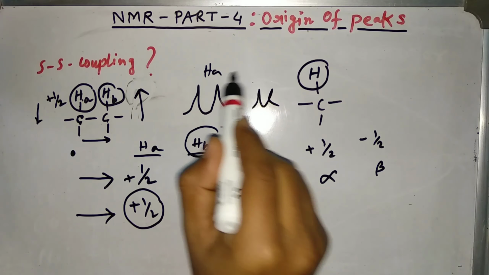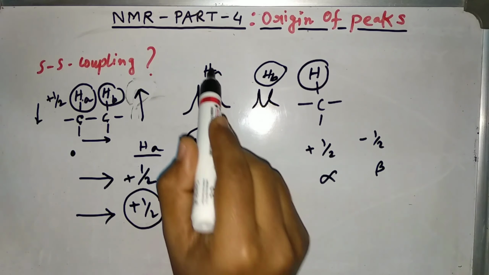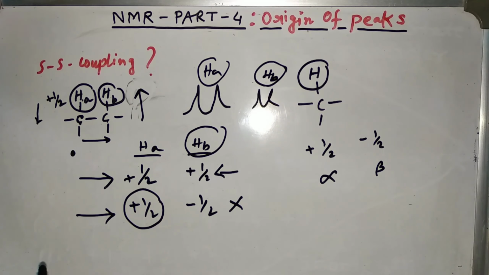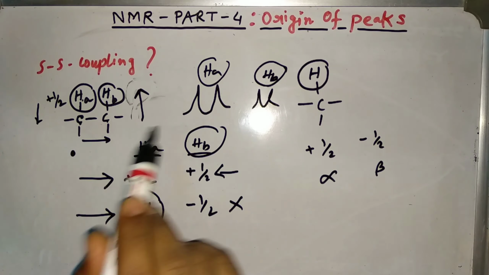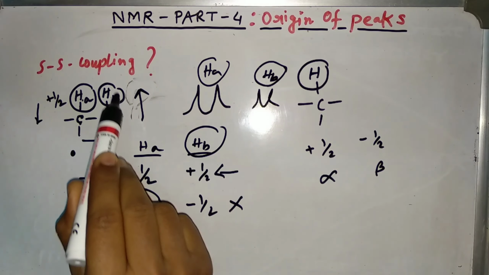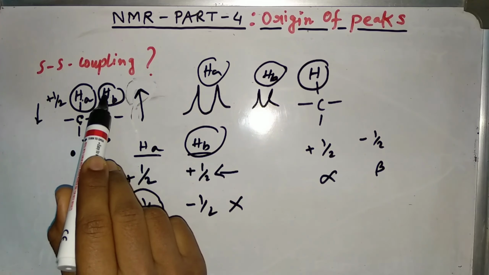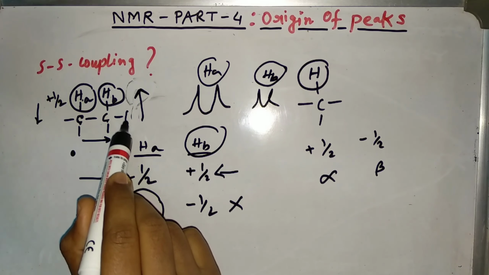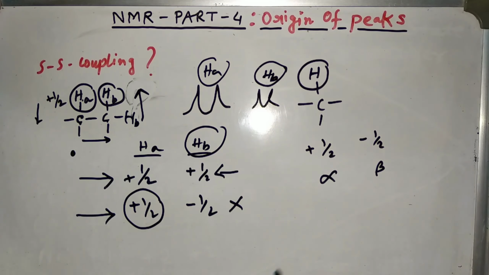Say this is HA, this is HB. So in this way, two protons couple with each other and give the NMR peak. Here you can see that HA couples with HB, only one proton couples with only one proton, and gives two peaks. Suppose there is another proton over here. Suppose this is also HB.